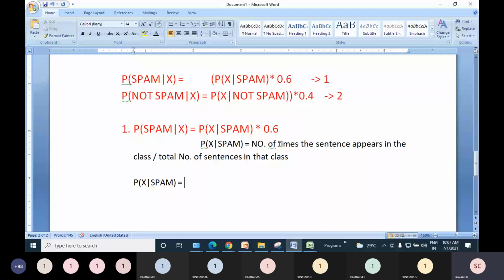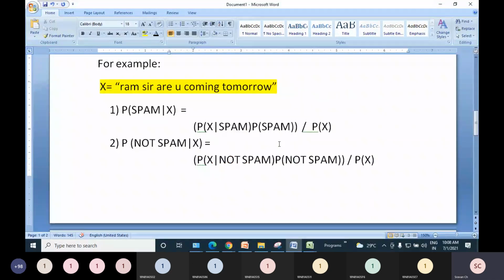That sentence itself is a collection of words. So now I need to go back and see what is there in the text. What is there in the X? "Ram sir, are you coming tomorrow?" So there are 1, 2, 3, 4, 5, 6 words, my dear friends.